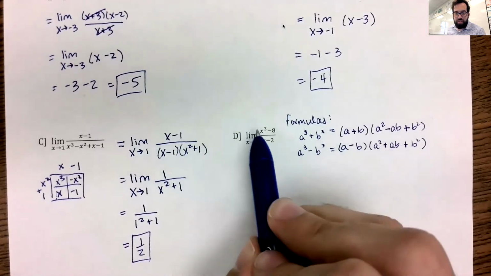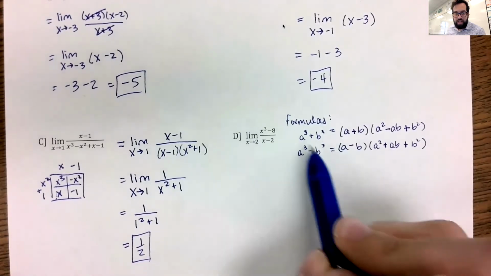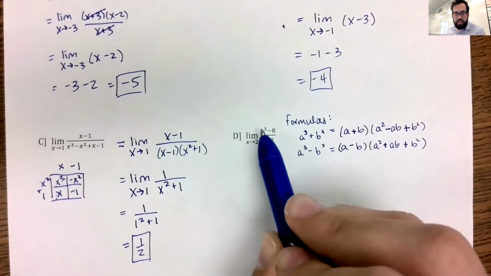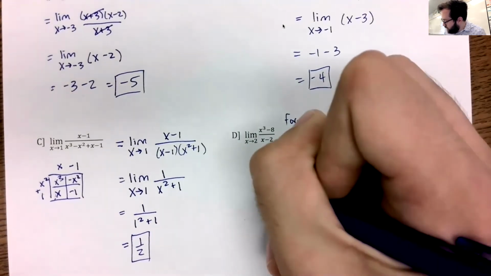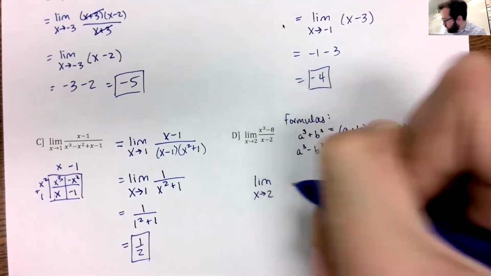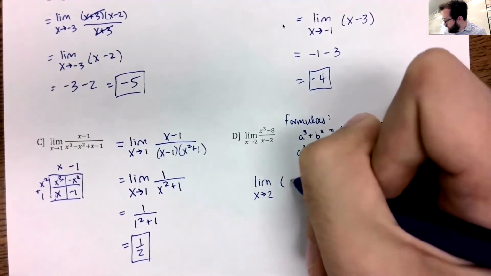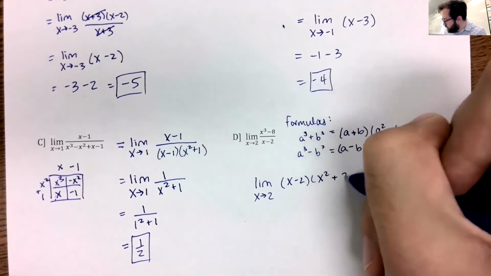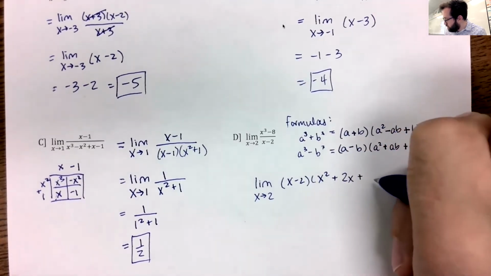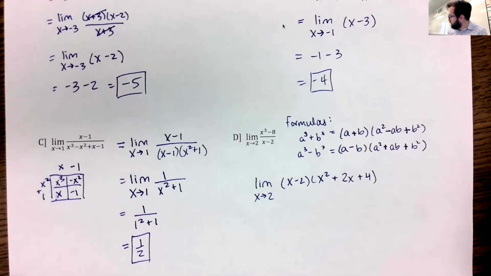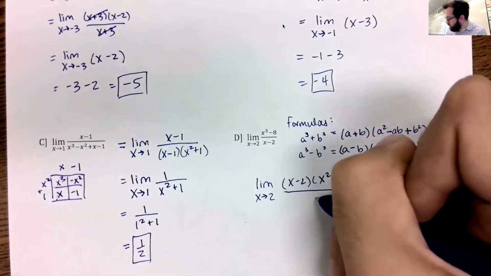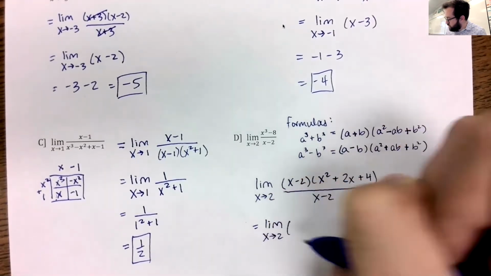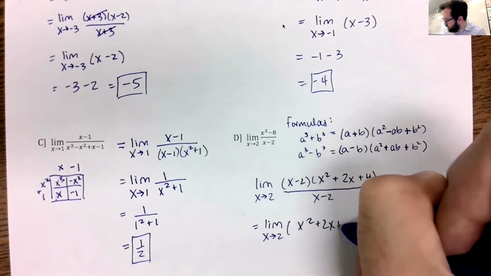So this is a difference of cubes, so it's going to be the second one. A is going to be x, and B is going to be 2, because 2 cubed is 8, and x cubed is x cubed. So we're going to end up with the limit as x approaches 2 of x minus 2, x squared plus 2x plus 4 over x minus 2. And the x minus 2's cancel out, so we just get the limit as x approaches 2 of x squared plus 2x plus 4.